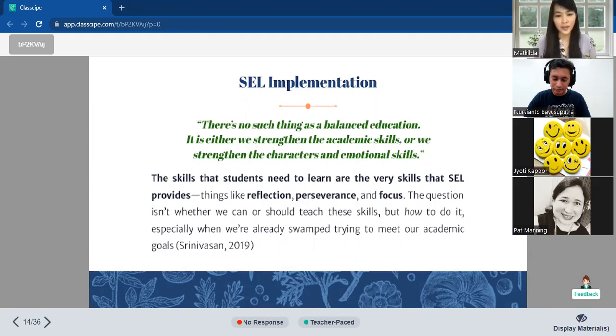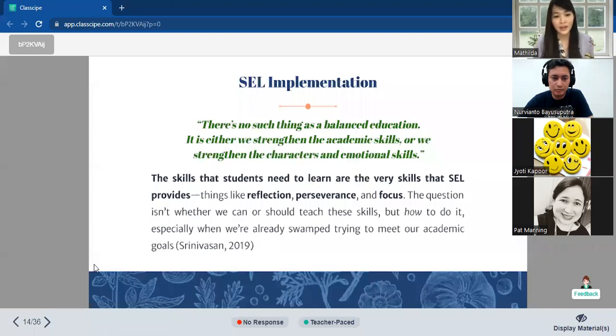So this is what we usually think about social and emotional learning, in a very specific way, of teaching it in the classroom. So it's an additional burden. It's additional work for us. But the fact is that the skills that students need to be able to learn our subject's skills, SEL provides. So things like reflection, perseverance, and focus, and so many of the SEL skills.